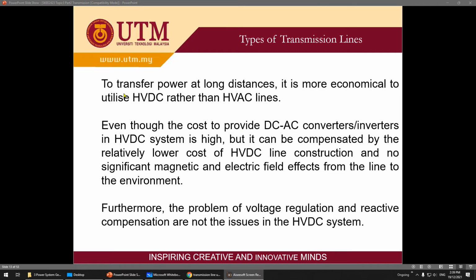As I mentioned before, to transmit power over a long distance, it is more economic to use high voltage DC rather than HV AC. Even though the cost of the DC-AC conversion or inverter in the HVDC system is high, it can be compensated by the relatively low cost of HVDC line construction and no significant magnetic or electrical field effect from the line on the environment.